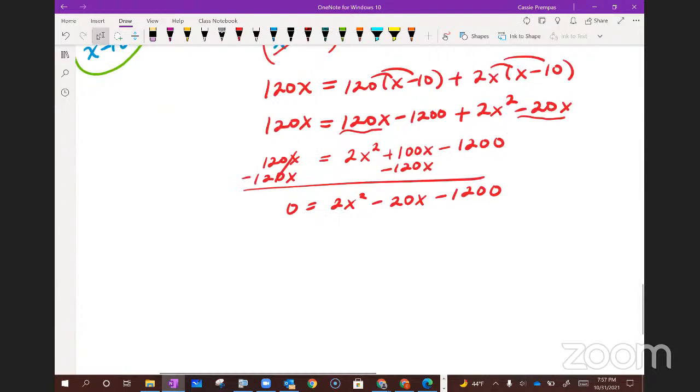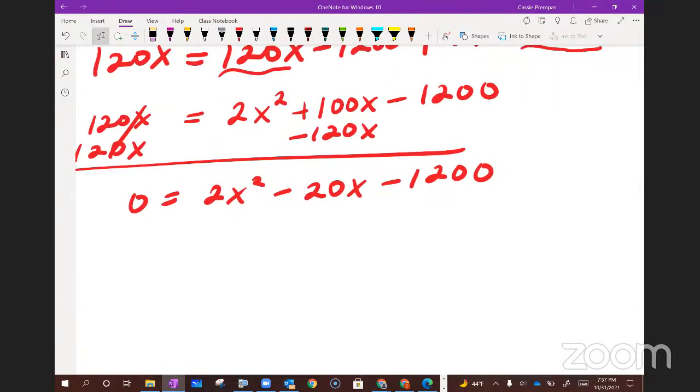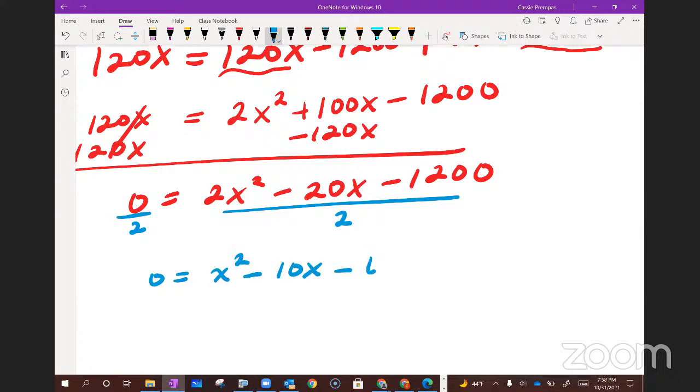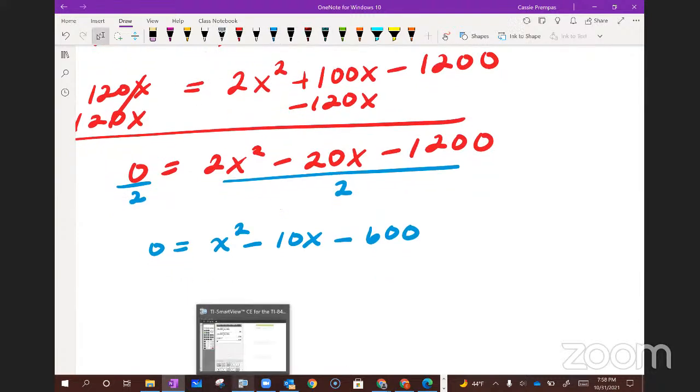Now you can solve this using the quadratic formula. I noticed that everything's divisible by 2, so I'm going to go ahead and divide it out, because 0 divided by 2 is 0, and that gives me x squared minus 10x minus 600. You don't have to do that. I just noticed that it works, so I just like putting that in. Now I can plug in smaller numbers. I can't think of what factors here, so I'll go ahead and plug this in.